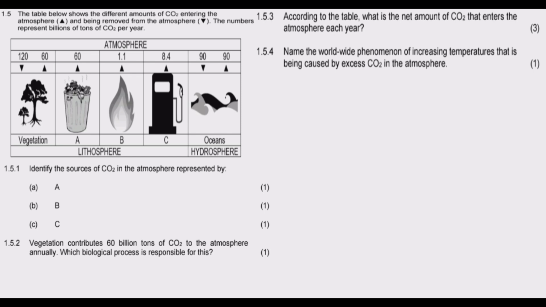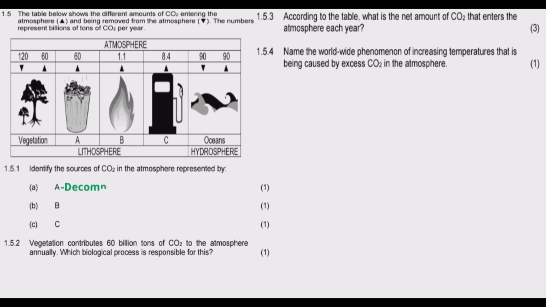Okay, so now let's come to the actual questions. Identify the source of carbon dioxide in the atmosphere represented by A here. We can see these are wastes being thrown. What happens to the wastes when they are thrown? They start rotting or decaying. So A is decomposition.